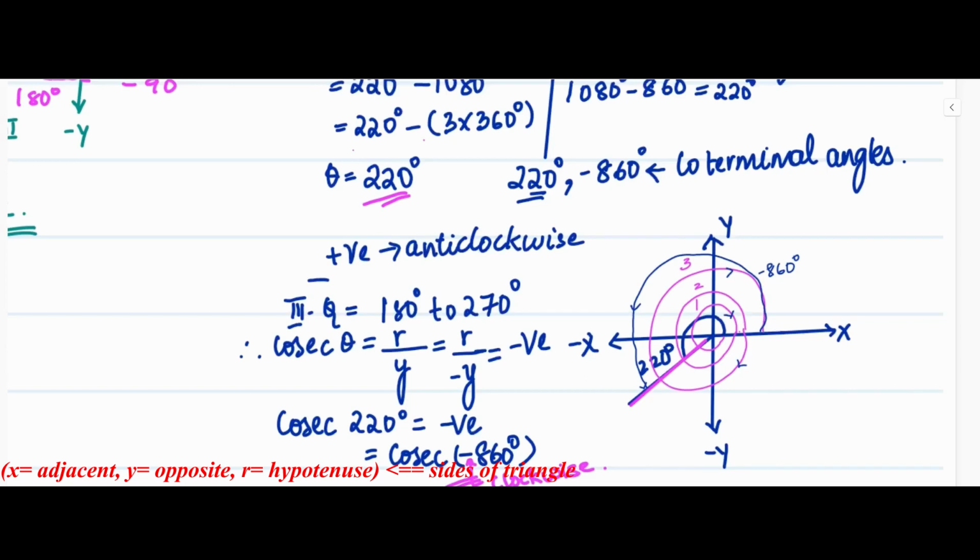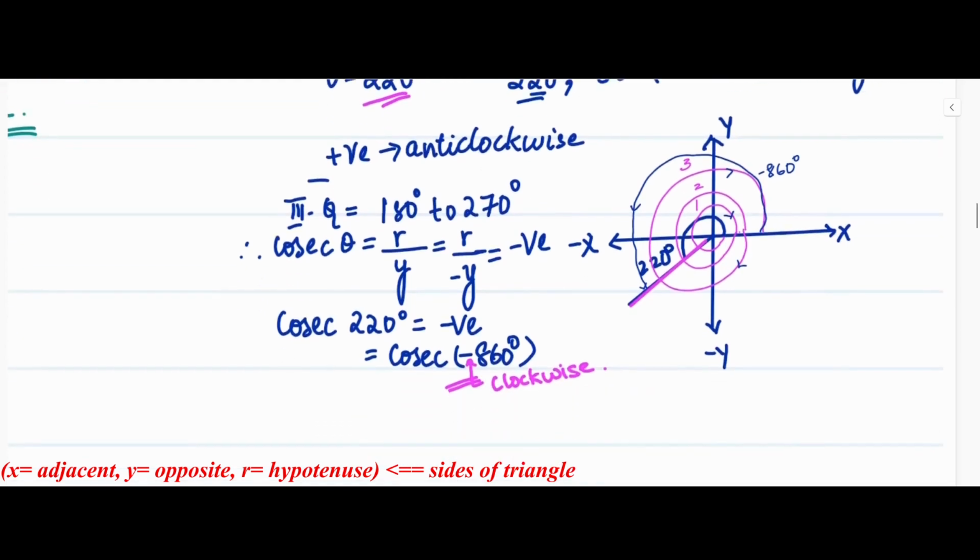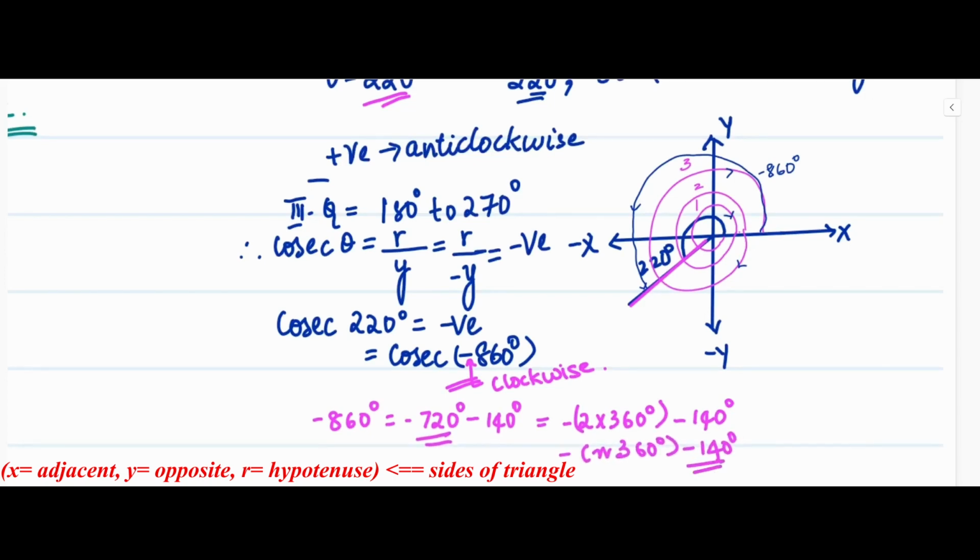This is one method. There is also another method. We can write this minus 860 degrees as minus 720 degrees and minus 140 degrees. 720 degrees is a multiple of 360 degrees, minus 2 times 360 degrees, minus 140 degrees. Here we have it in the form of minus n times 360 degrees and minus 140 degrees. The value of theta here is minus 140 degrees.